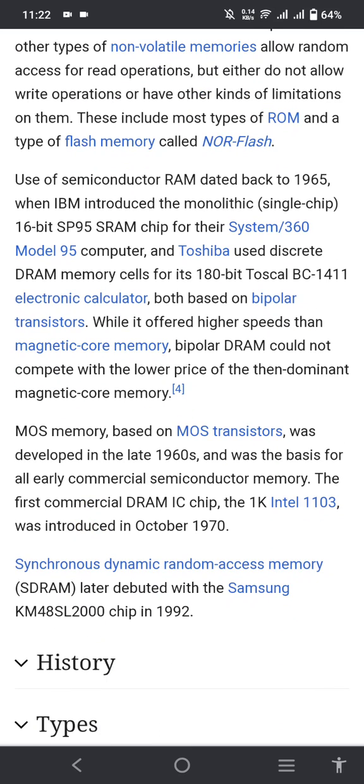MOS memory based on MOS transistors was developed in the late 1960s and was the basis of all early commercial semiconductor memory. The first commercial DRAM IC chip, the 1K Intel 1103, was introduced in October 1970. Synchronous dynamic random access memory, SDRAM, later debuted with the Samsung KM48SL2000 chip in 1992.